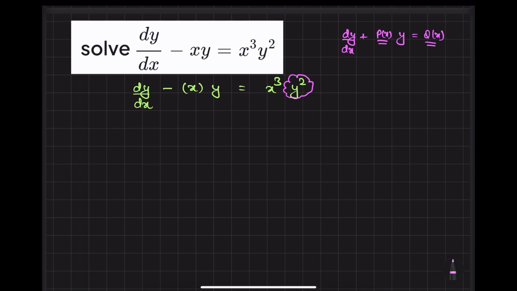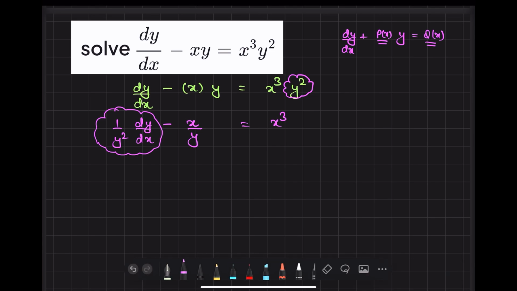First we will make this question free from y square. How? We will divide all sides by y square. So we will have 1 by y square dy by dx minus x by y equals x cube. We got rid of this y square, but we have this problem that we don't want anything in the coefficient of dy by dx, but we are having 1 by y square. So how will we manage this thing? Look at this, how I will manipulate this, you have to understand.